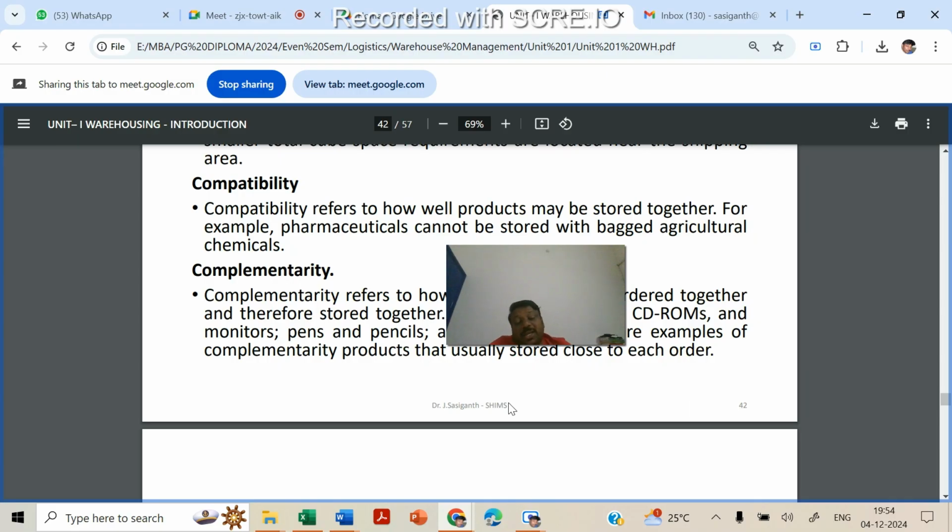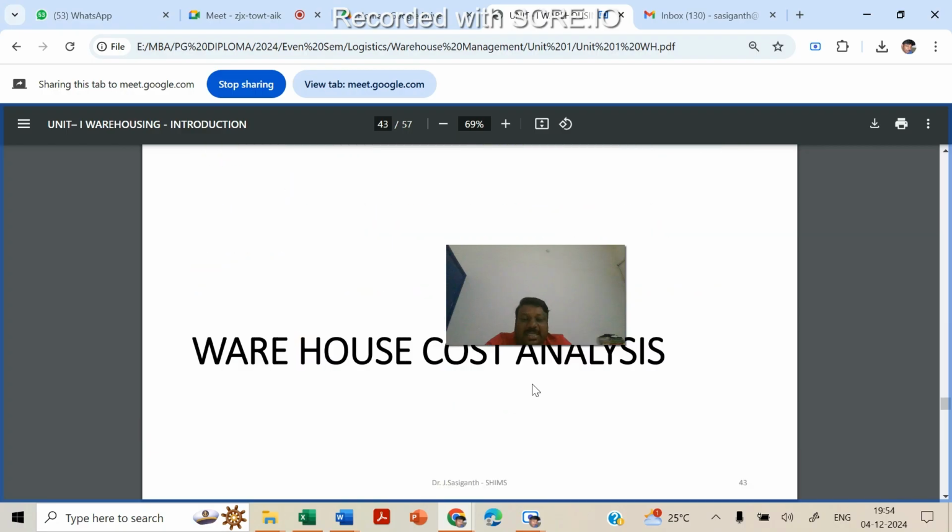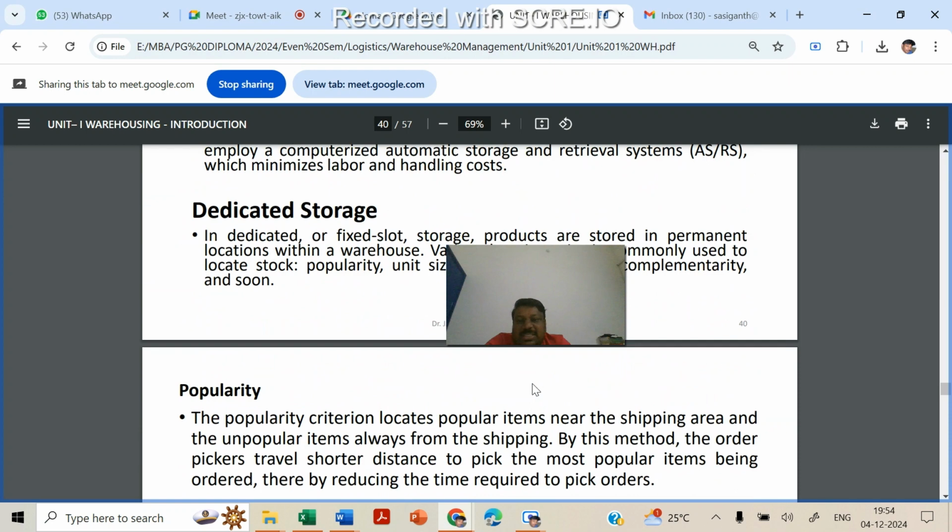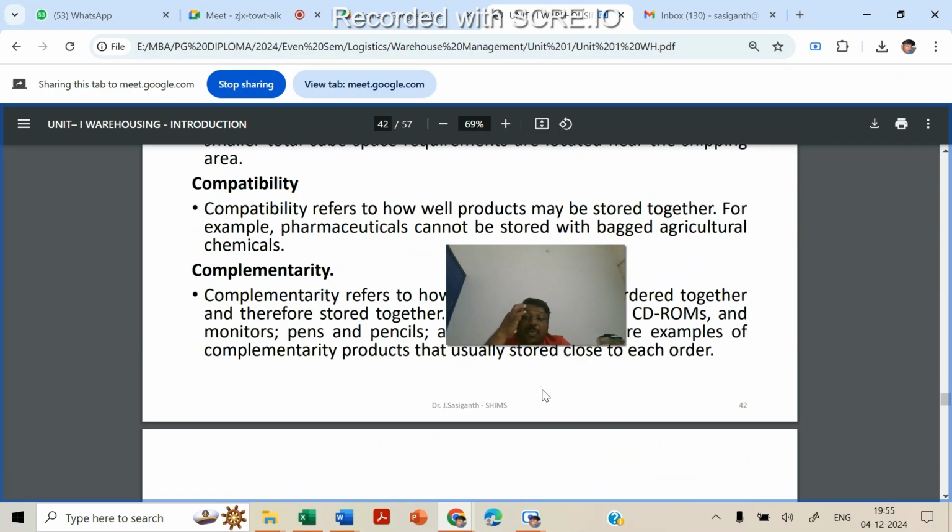Warehouse process of delivery. So complementarity refers to how often your products are ordered together and therefore stored together. Computer disk drives, CD-ROMs, and other items like monitor, pencil, desk, chair are examples of complementary products that are usually stored close to each other. So these are all very important things. These are all the dedicated storage: storage based on popularity, on unit size, on cube, compatibility, complementarity, and even more.